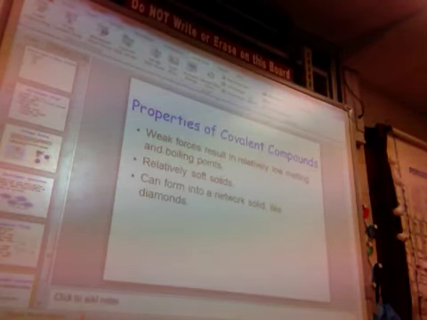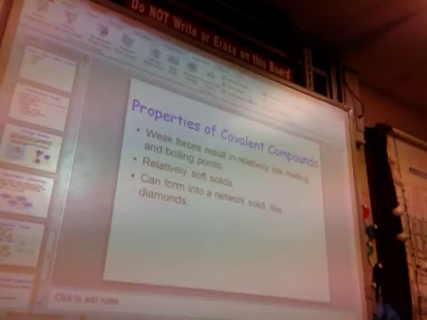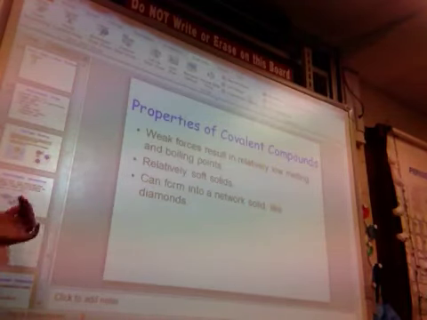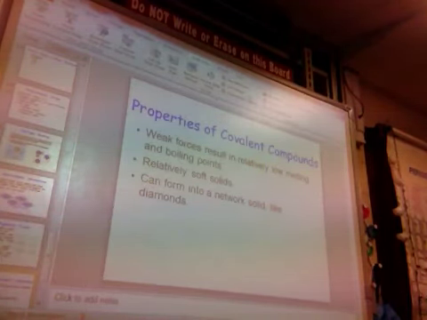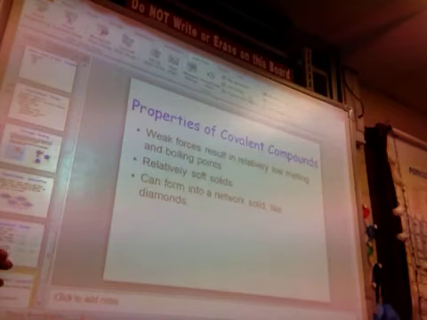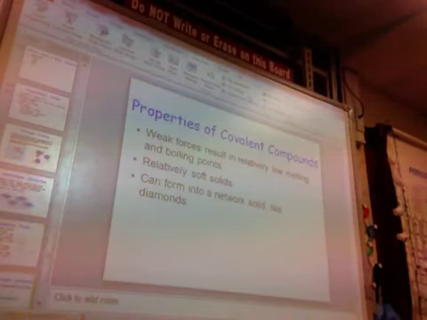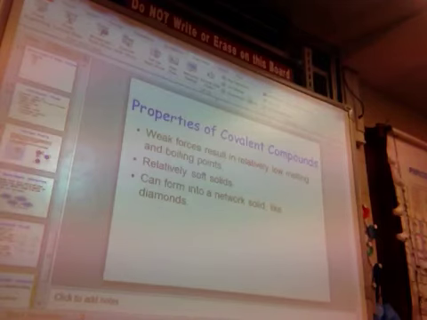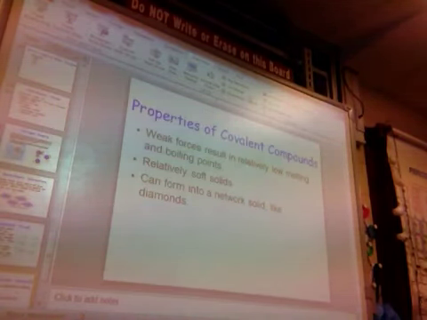So if the bond is weak, it's not going to take a lot of heat or energy to melt or boil that compound. Most covalent compounds are relatively soft solids, so again, it's not going to take a lot to break or destroy that bond. And some covalent compounds can form network solids like diamonds. Diamond is a really pretty rare example of how a covalent compound can form a really nice, neat structure.